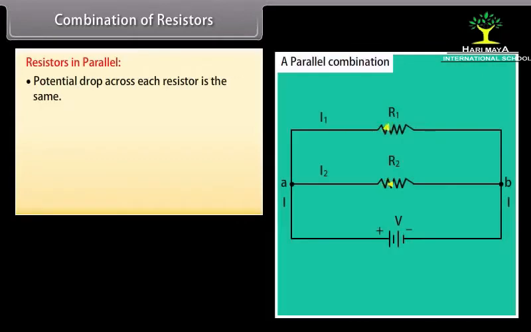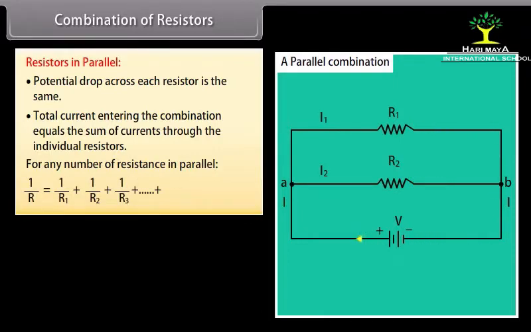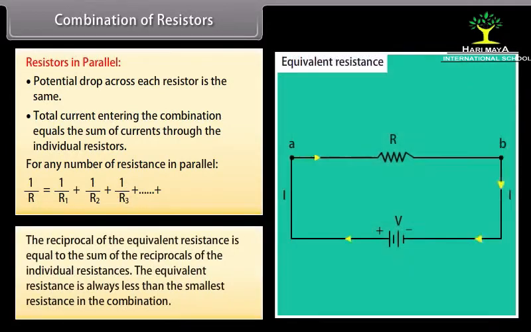Resistors in parallel. Potential drop across each resistor is the same. Total current entering the combination equals the sum of currents through the individual resistors. For any number of resistances in parallel, 1 upon R is equal to 1 upon R1 plus 1 upon R2 plus 1 upon R3 and so on. The reciprocal of the equivalent resistance is equal to the sum of the reciprocals of the individual resistances. The equivalent resistance is always less than the smallest resistance in the combination.